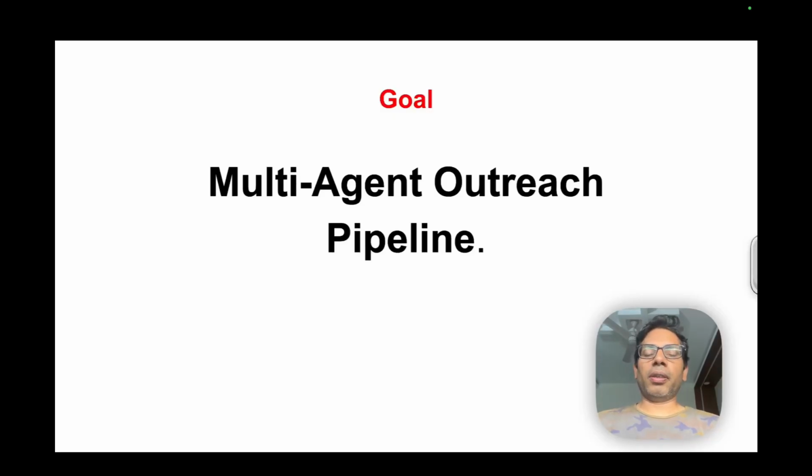Our goal is very simple. We want to create a multi-agent outreach pipeline. So the objective of this is, given a company name, it should be able to create an outreach email based on certain criteria. So let's look at how we are planning to execute this.